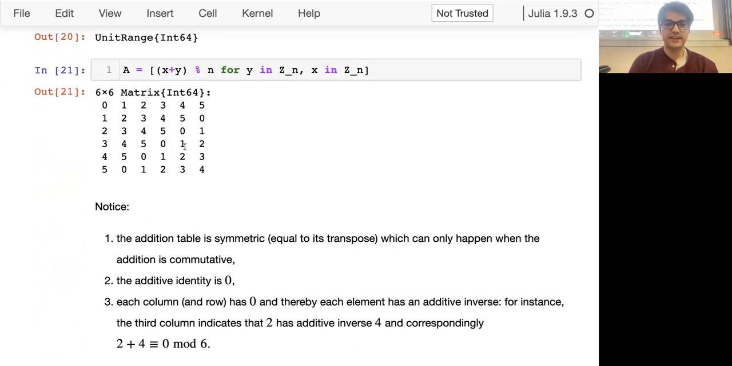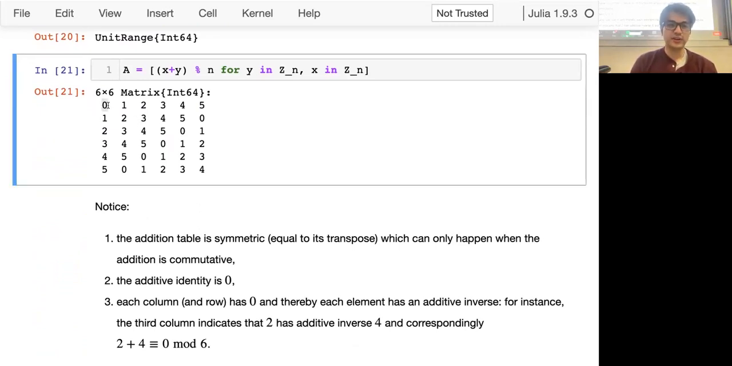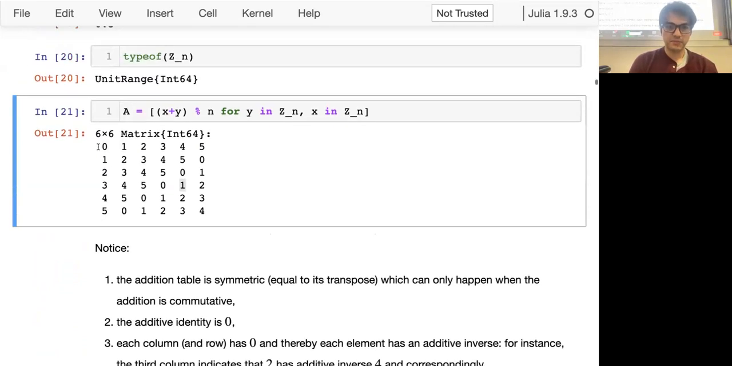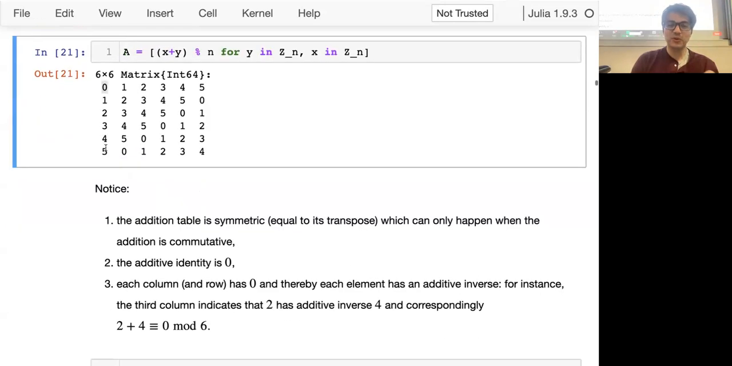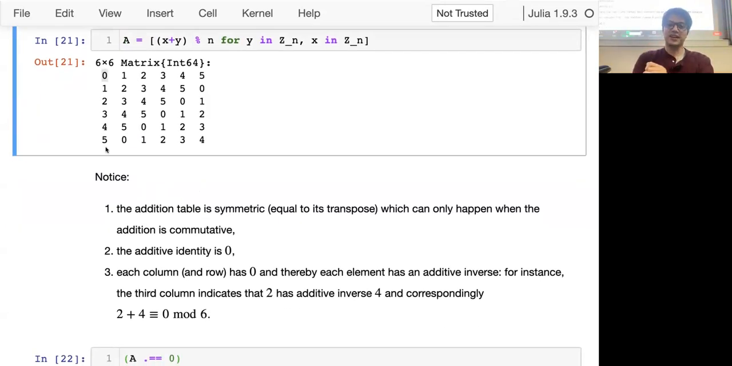So the way that we interpret this is that across the top here, this is 0 plus 0. This is 0 plus 1, 0 plus 2, and so forth. Something like this is going to be 4 plus 3, which is 7, mod 6, which is going to be 1. What does it mean that there's zeros in every column? Every element has an additive inverse, and therefore this is a group, right? We also have to notice that it's commutative because this table is equal to its transpose. That is, if you permute the rows and columns, it's equivalent.